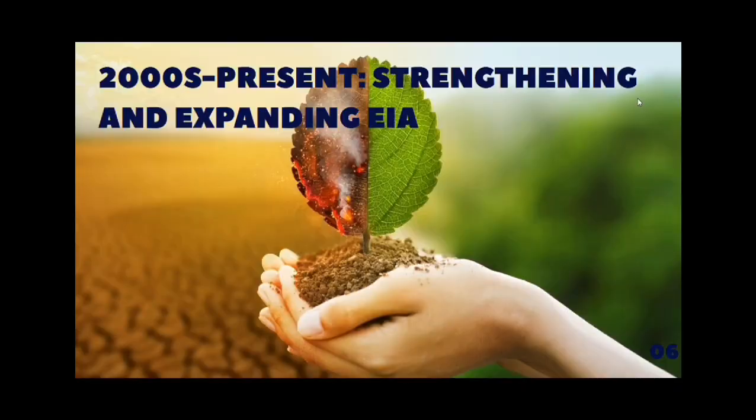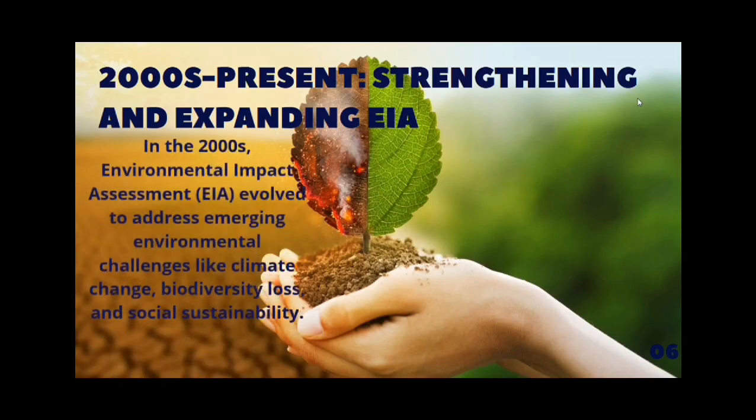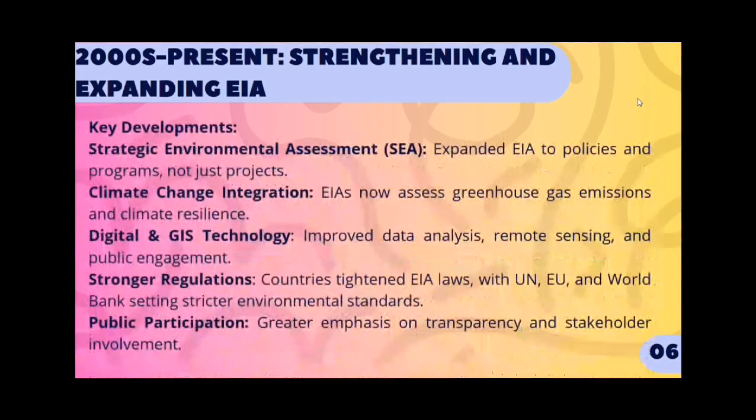And now let us proceed to the 2000 to present. Strengthening and expanding EIA. In the 2000s, Environmental Impact Assessment or EIA evolved to address emerging environmental challenges like climate change, biodiversity loss, and social sustainability. So since the 2000s, environmental impact assessment has continued to evolve, becoming more comprehensive and integrated into global sustainability efforts. Governments, international organizations, and businesses have strengthened environmental regulations, adopting EIAs to address climate change, biodiversity loss, and sustainable development goals. So here are the key developments.